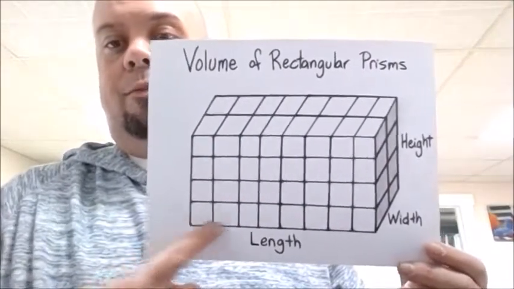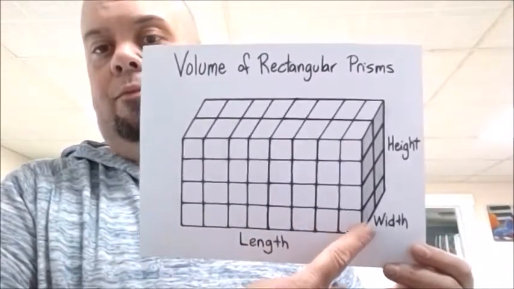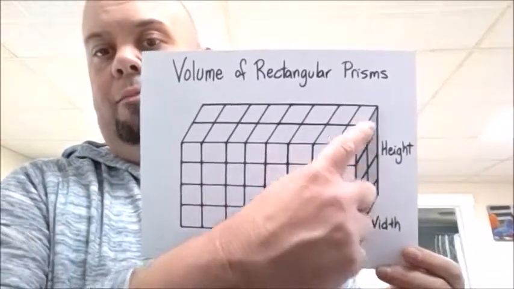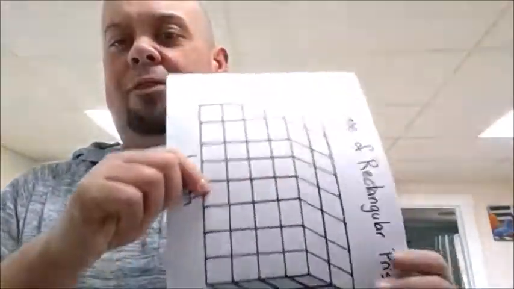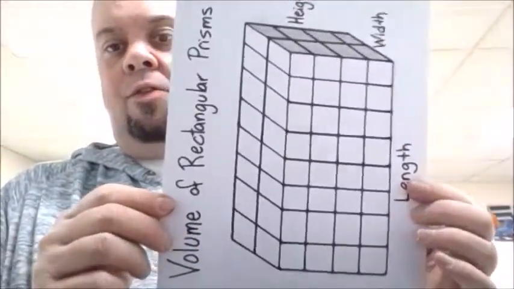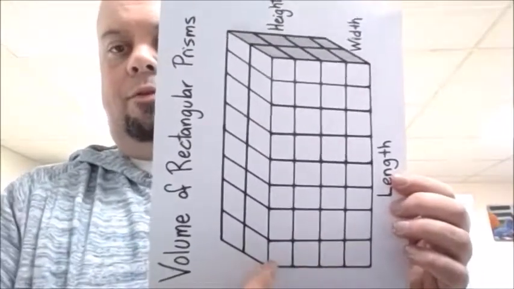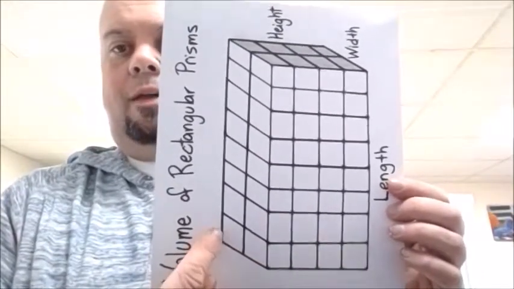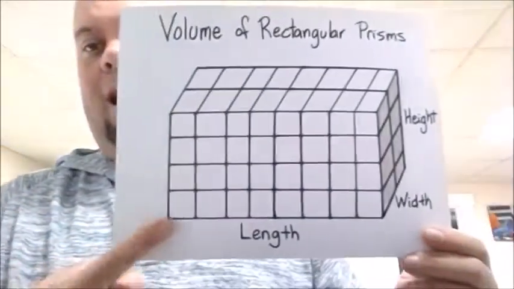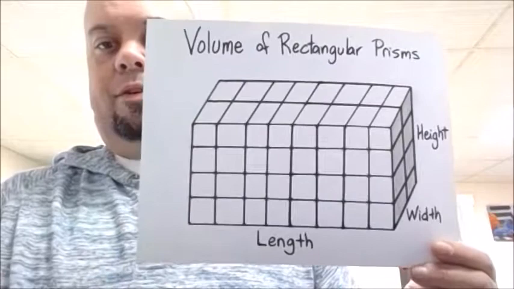So again, length is from left to right, width is from front to back, and height is from bottom to top. Now, if this figure were to change position and be something like this, then those dimensions would change because now this is the front and you have left to right. This would be from front to back, and then this would be from top to bottom. So it really depends on how your figure is positioned.